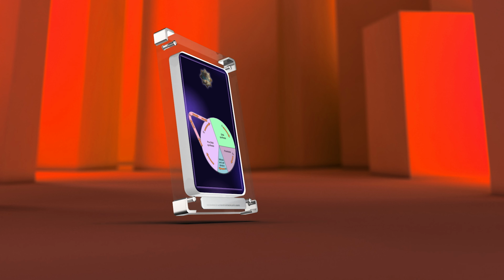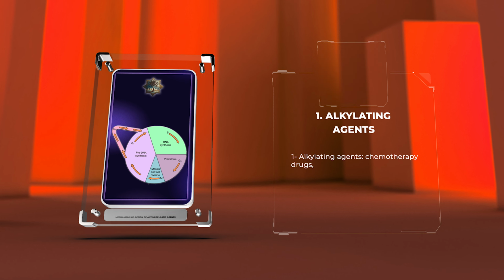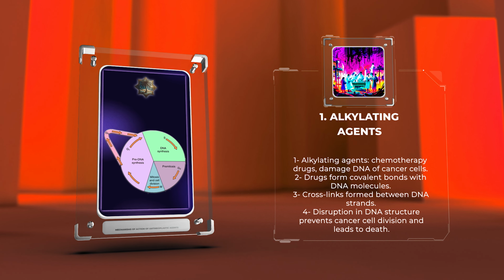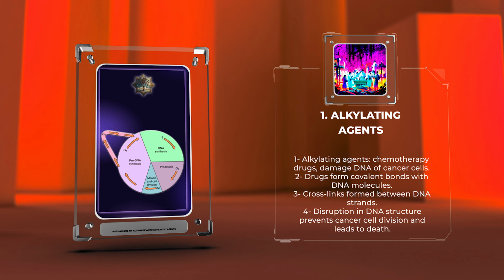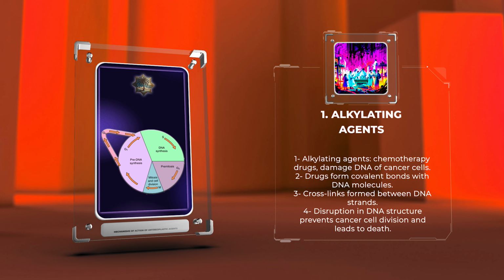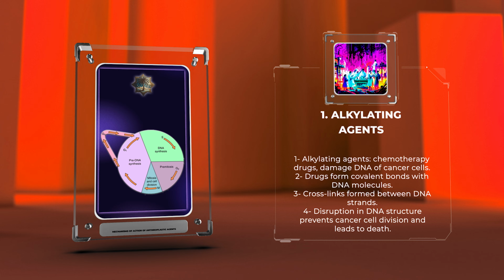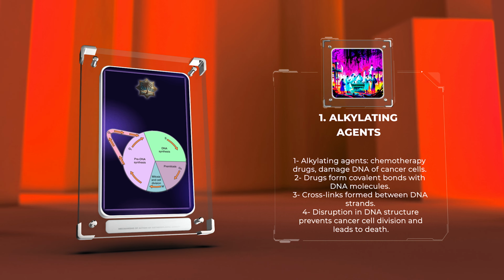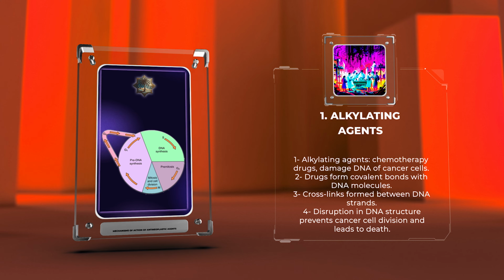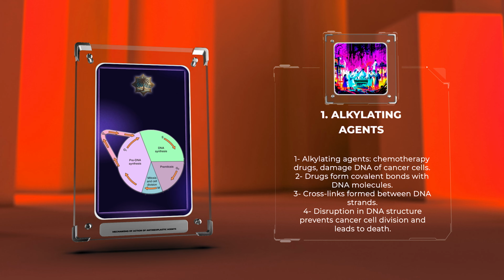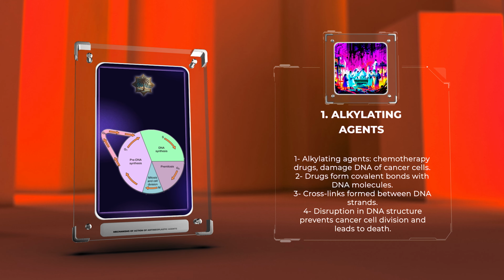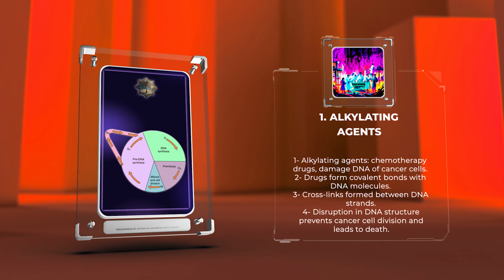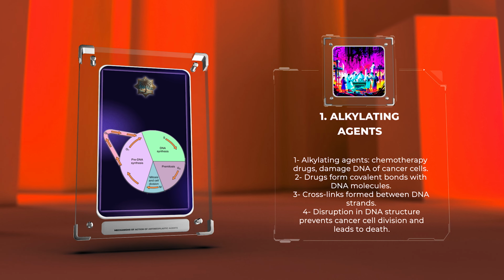Alkylating agents are a class of chemotherapy drugs that directly damage the DNA of cancer cells. These drugs work by forming covalent bonds with the DNA molecules, leading to the formation of crosslinks between DNA strands. This disruption in the DNA structure prevents cancer cells from dividing and ultimately leads to their death. Examples of alkylating agents include cyclophosphamide, cisplatin, and busulfan. These drugs are frequently used in the treatment of various types of cancers, including lymphomas, leukemias, and solid tumors.